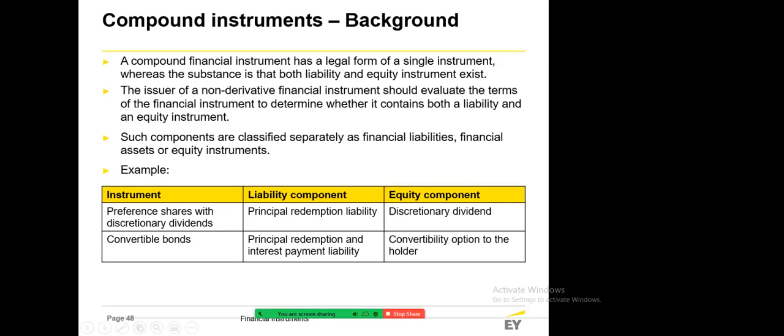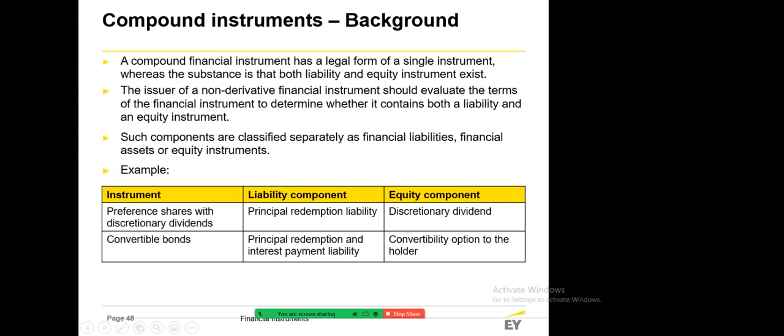Example, preference shares with discretionary dividend. The word discretionary dividend means it has an equity component. But there is also a principal redemption liability, because for preference shares you will have to provide principal redemption to the preference shareholders. When you redeem preference shares, you will be paying the dividend and you will be paying the principal amount back as well. So that is why it has both liability and equity components.